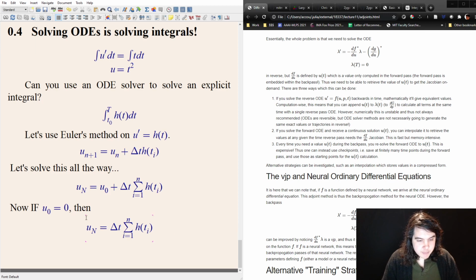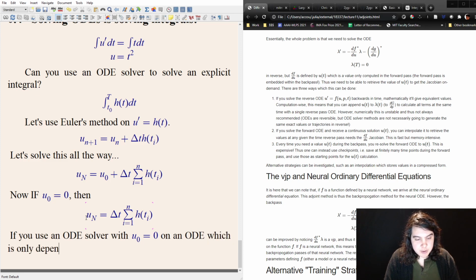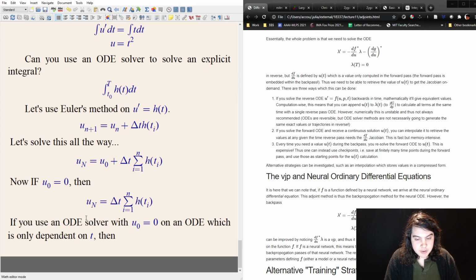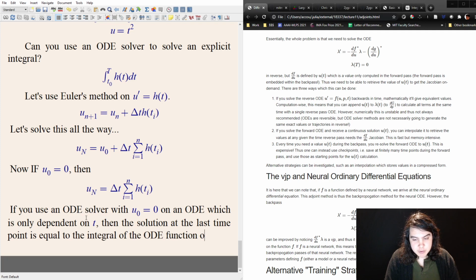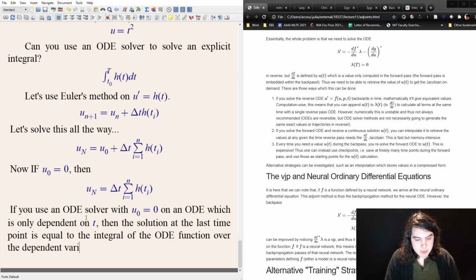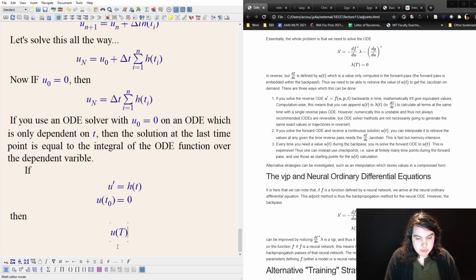So if you use an ODE solver with u sub 0 equal to 0 on an ODE which is only dependent on t, then the solution at the last time point is equal to the integral of the ODE function over the dependent variable. Right. So in other words, if this is true and u of t0 equals 0, then u of t equals the integral from t0 to t of h of t dt.